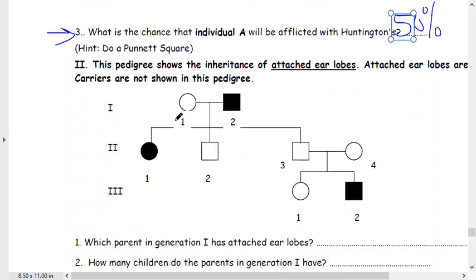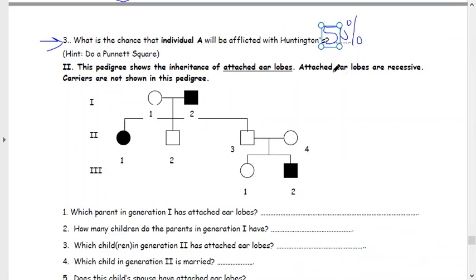All right, pedigree number 2 shows the inheritance of attached earlobes. So not a disease trait at all. It's just another phenotype that we can look at. Attached earlobes are recessive. Carriers are not shown. This is going to be the norm. Typically, you're not going to be given the courtesy of knowing where the carriers are. You're going to have to figure it out yourself.